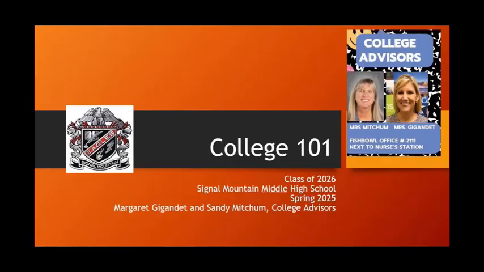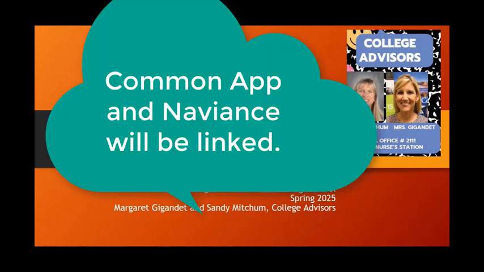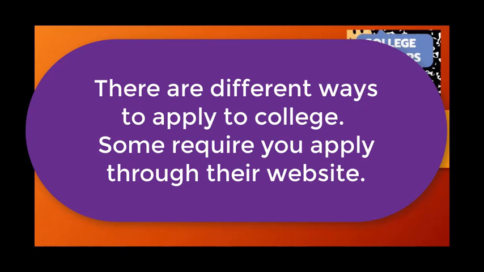We have already gone over Naviance with the juniors in their junior workshop, so they should be somewhat familiar with Naviance. Just know that Common App and Naviance, we will link them in the fall. Some colleges require that you apply directly to their institution through their website. Some of the colleges that require applications online are Chattanooga State. They're not part of Common App. Tennessee Tech is not part of Common App. And there are some others like that that are not part of Common App.